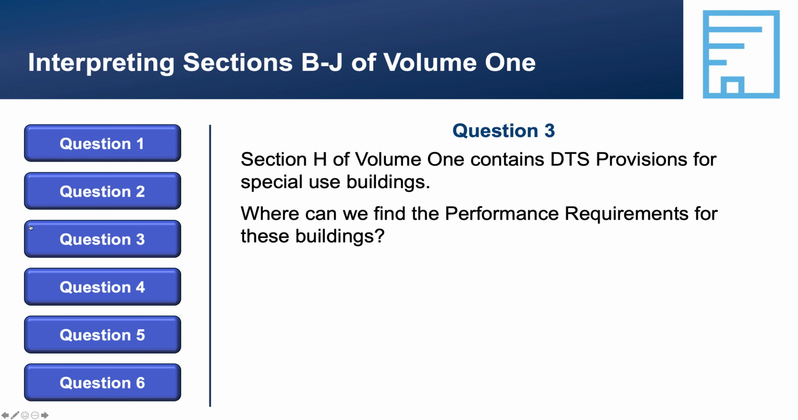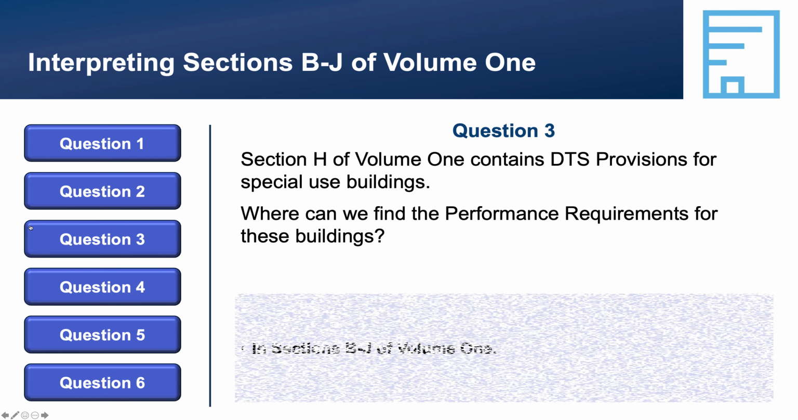Question 3. Section H of Volume 1 contains DTS provisions for special use buildings. Where can we find the performance requirements for these buildings?